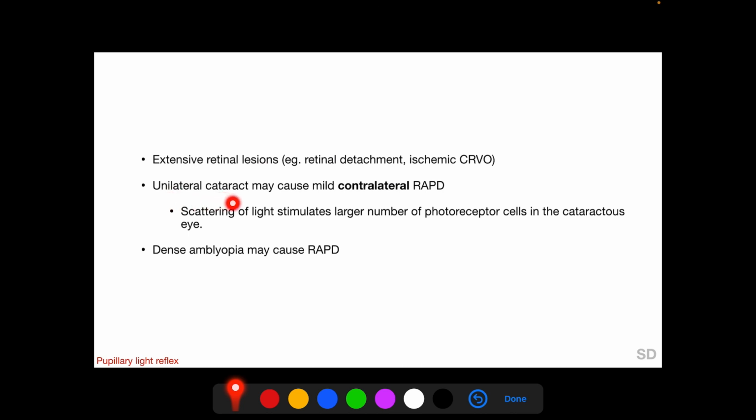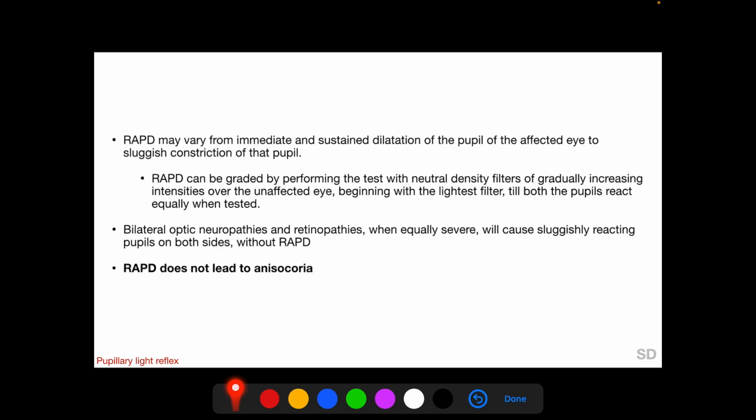Unilateral cataract may cause a mild contralateral RAPD. So this is something anomalous. How can a unilateral cataract cause a mild contralateral RAPD? That is by scattering of light in the cataractous eye, which stimulates a larger number of photoreceptor cells in the cataractous eye. A dense amblyopia may also cause RAPD.